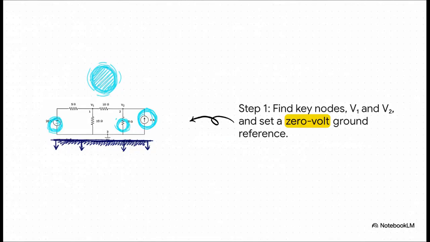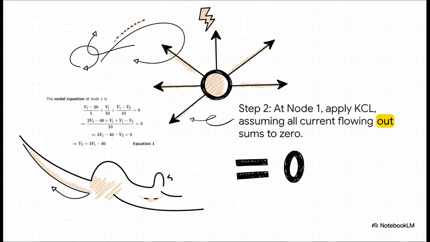So, going back to our original puzzle, the very first thing we do is label what matters. In this circuit, we've got two main unknown junctions. Let's just call them V1 and V2. And to make our lives a whole lot easier, we'll say that entire bottom wire is our ground, which means its voltage is 0. Simple enough.